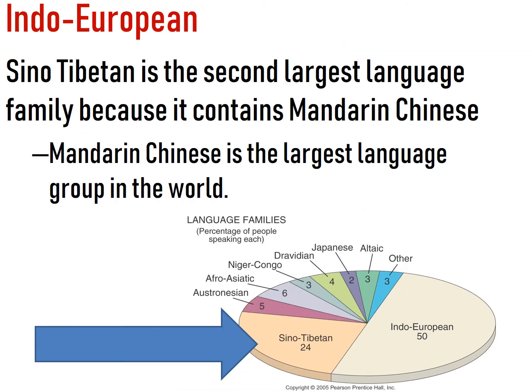But we know that Sino-Tibetan is the second largest language family in the world because of Mandarin Chinese. Look, Mandarin Chinese is the largest language group in the world. So Indo-European is the largest language family. Mandarin Chinese is the largest language group. It is incredibly important that you know how to differentiate those two things.